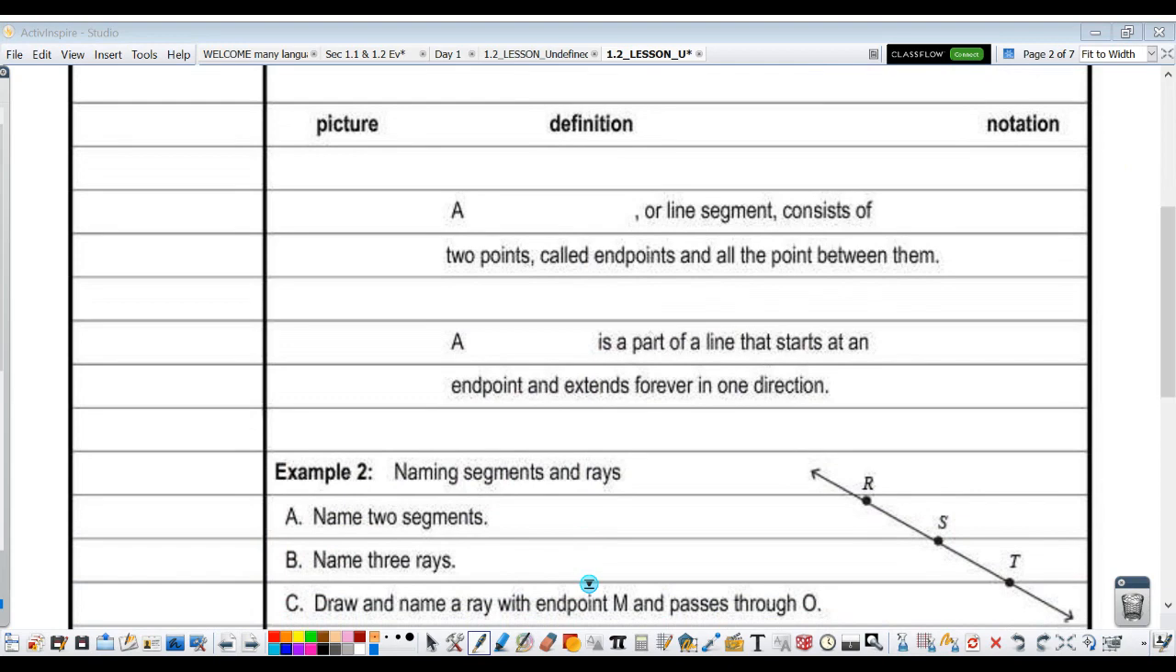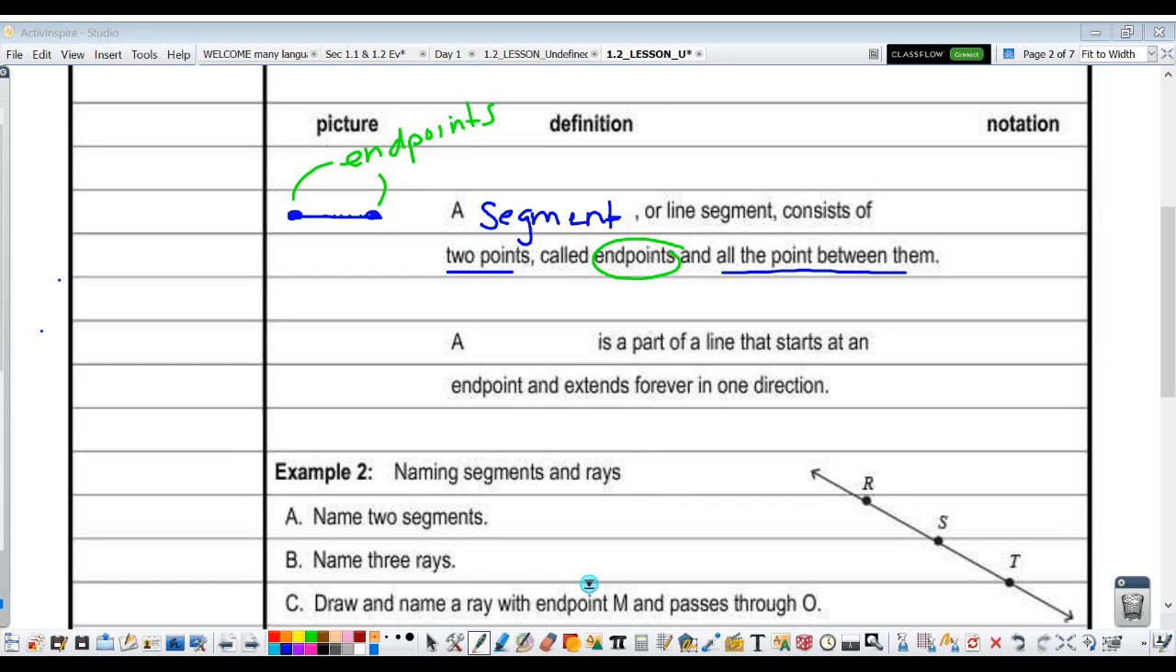Right, let's look at some more definitions, 2 more. There's more that I can do with 2 points. We talked about how a line connects through 2 points, but I can just connect these 2 points and make a segment. A segment, or a line segment, consists of 2 points called endpoints. Here's a hidden vocabulary word. So endpoints are there on each end, and all the points in between. Remember that a line has an infinite number of points. It means that there's many, many, many points.